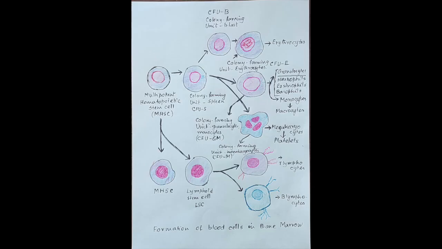This figure shows how multipotent stem cells maintain their stem cell pools and at the same time differentiate or mature into erythrocytes, granulocytes, which are neutrophils, eosinophils, and basophils, monocytes, and megakaryocytes, as well as T lymphocytes and B lymphocytes.